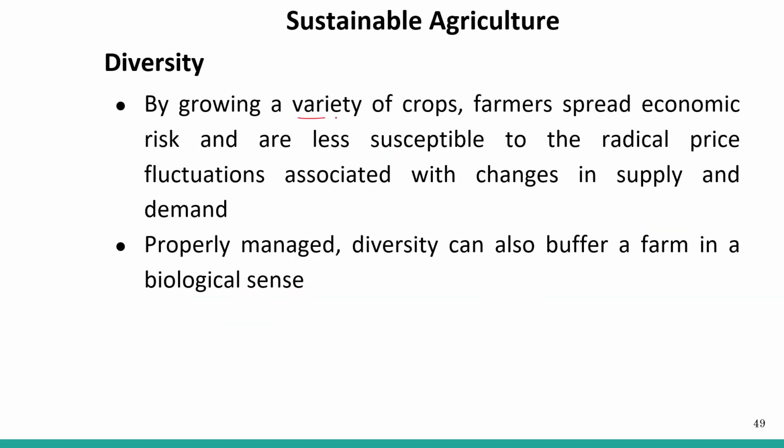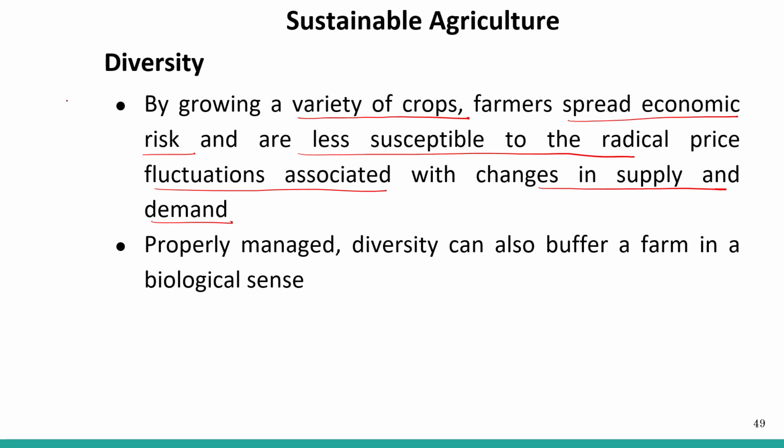By growing a variety of crops, farmers spread economic risk and are less susceptible to the radical price fluctuation associated with the change in supply and demand. So monoculture has the risk of disease, the risk of unfavorable climatic condition, and the risk of radical price fluctuation. When you are going to sell your crop, there is a fluctuation of the price and you are bearing a loss.